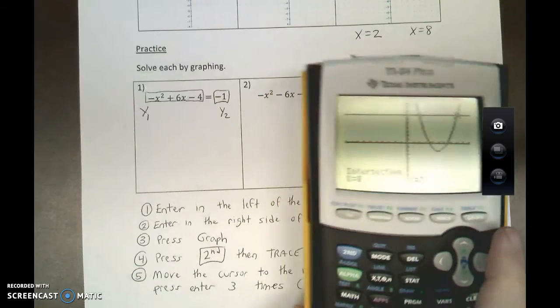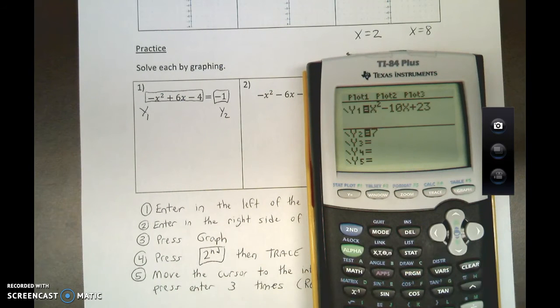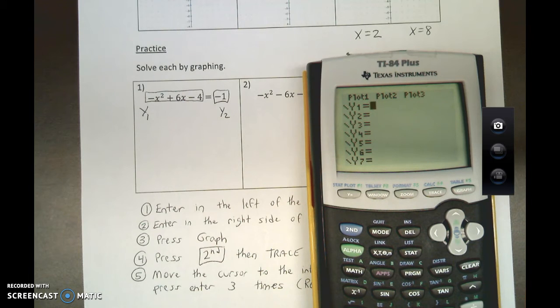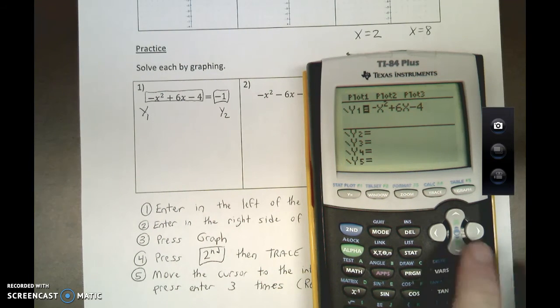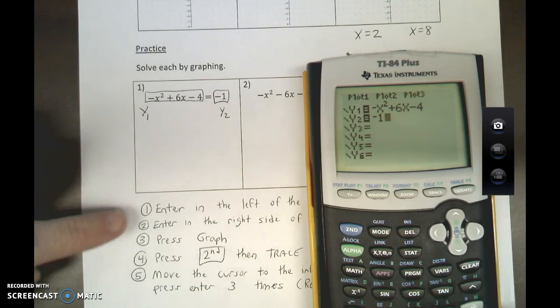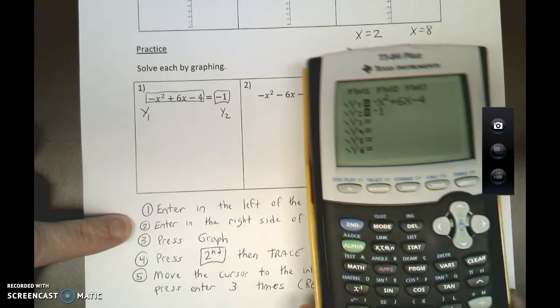So I'm going to go to my calculator. I'm going to clear out, hit y equals, and clear out what was in there before. y1 is the left-hand side, so I'm going to type it in exactly as I see it: negative x squared plus 6x minus 4. And for y2, I'm going to enter the right-hand side, which is negative 1. So I entered the left-hand side as y1, the right-hand side as y2, and press graph.